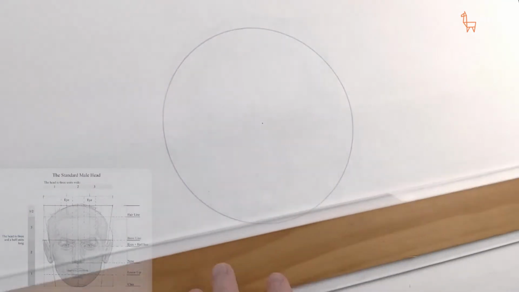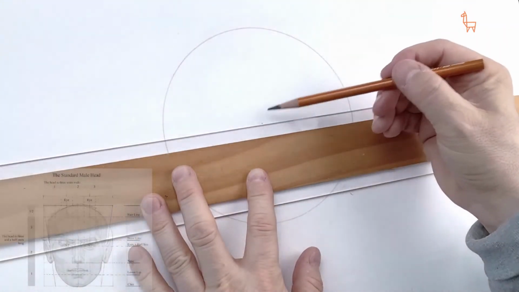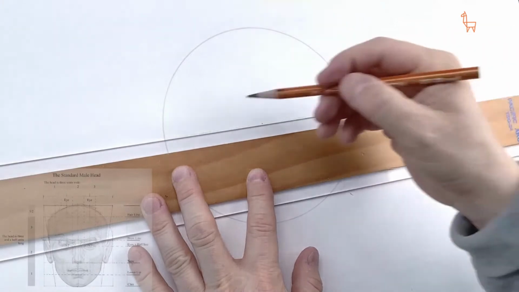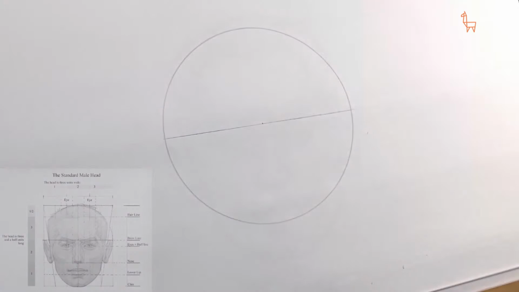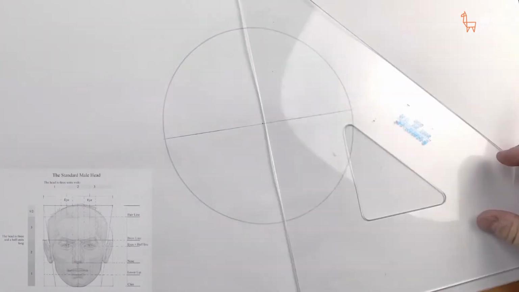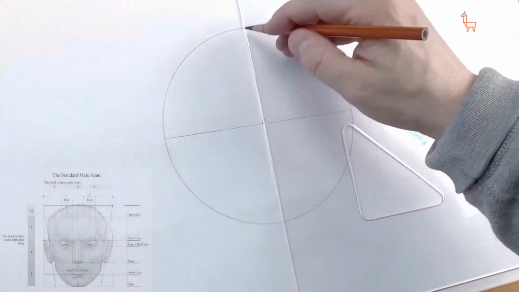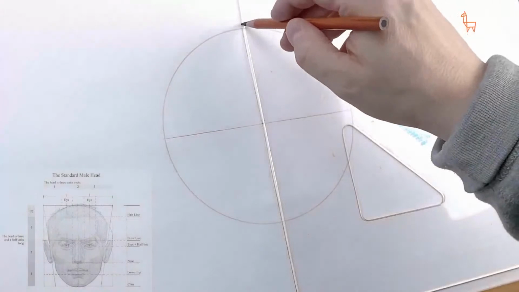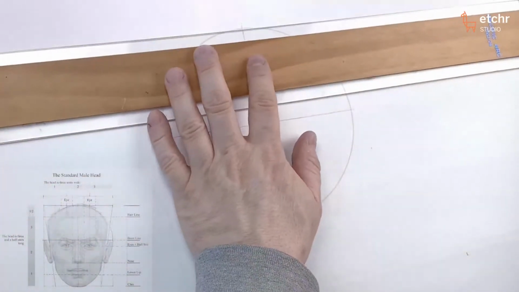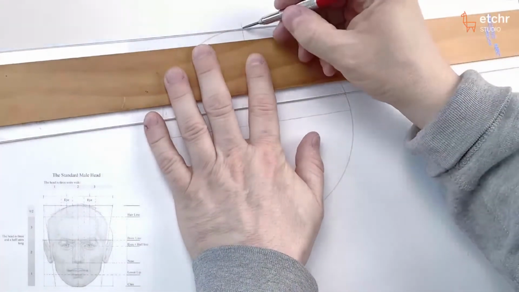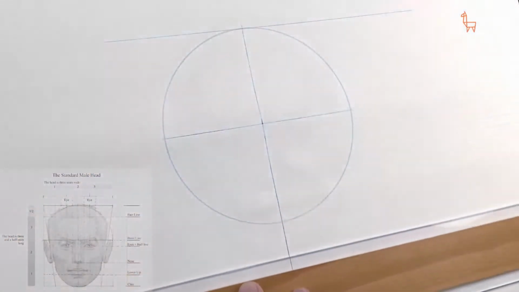Next, I draw the horizontal line, which also happens to be the diameter of our circle. I line my T-square with the center of the circle, the little hole left on the paper by the compass, and I draw the horizontal line, which we can also call the brow line. I then find the vertical central line by sitting my square on my T-square. That's the vertical central line. And then I draw the upper line using the top of the circle as my mark.